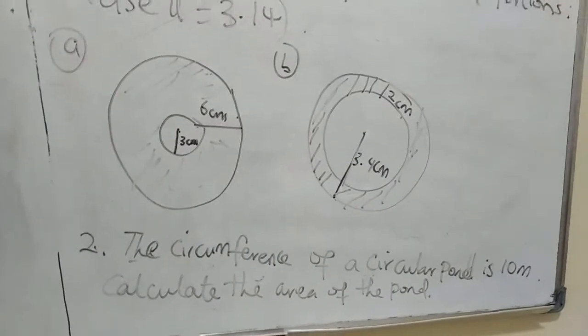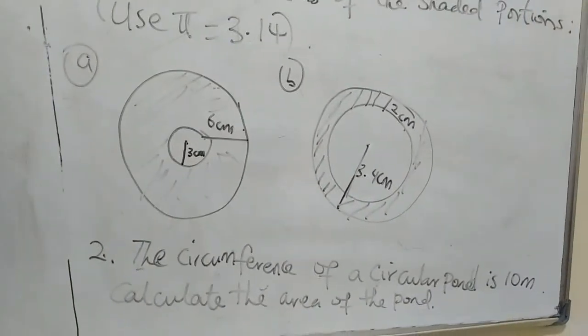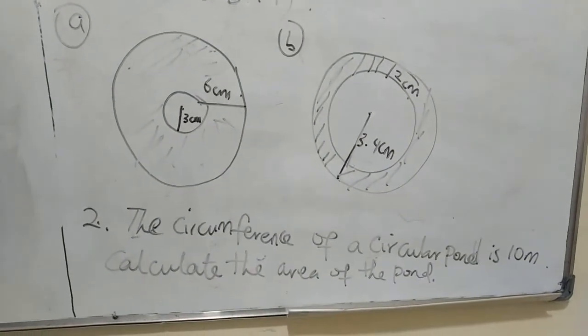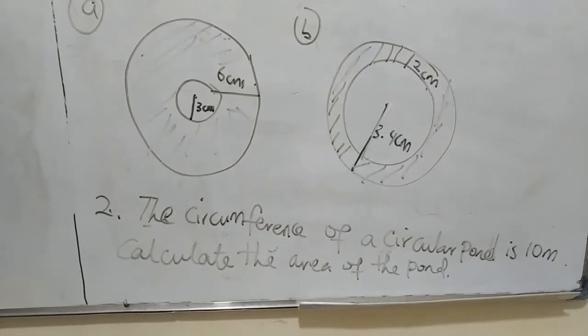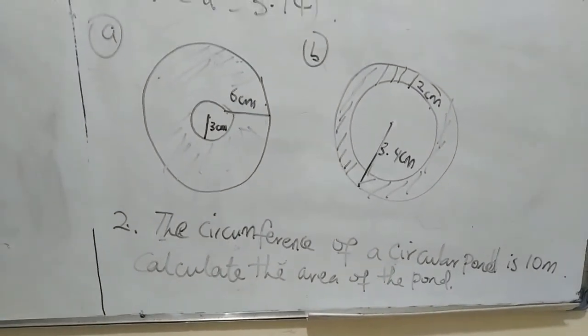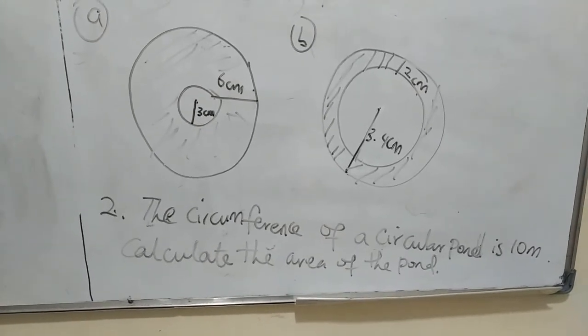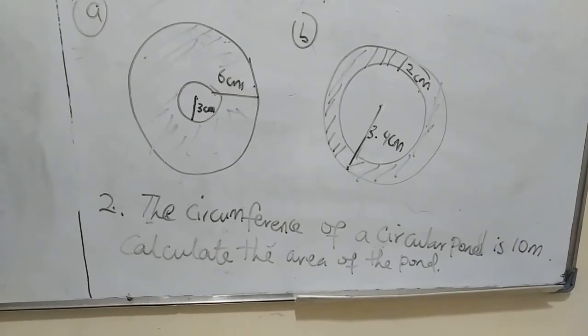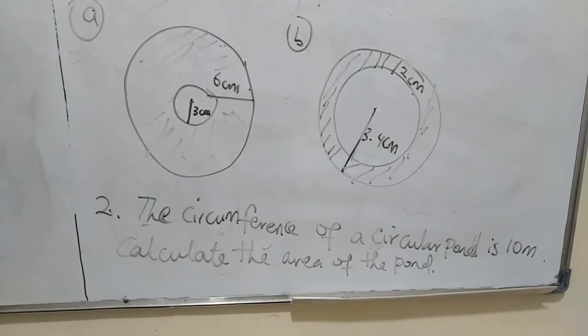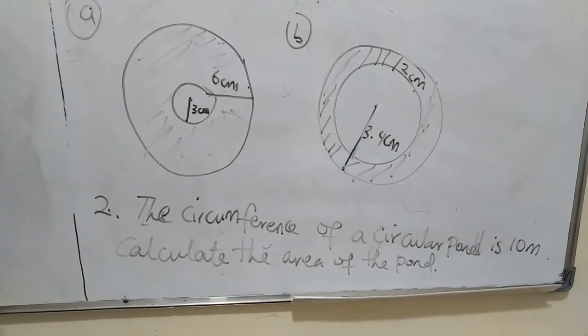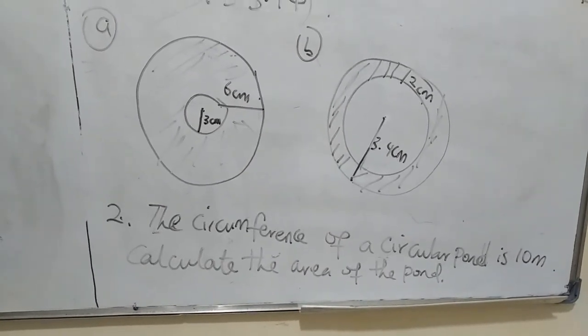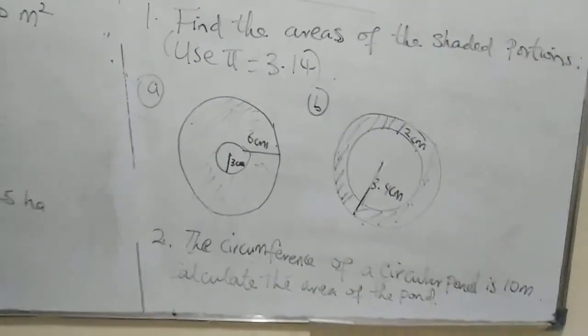For the second one, the circumference of the circular pond is given as 10 meters. We calculate the area of the pond. You know the formula for finding the circumference of the circle. You apply it to get the radius, then calculate the area.